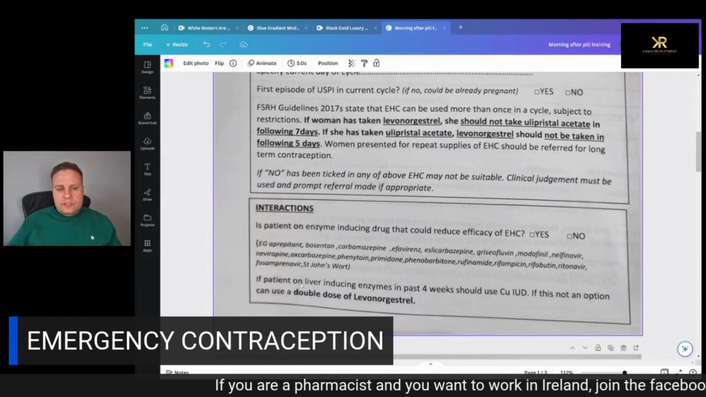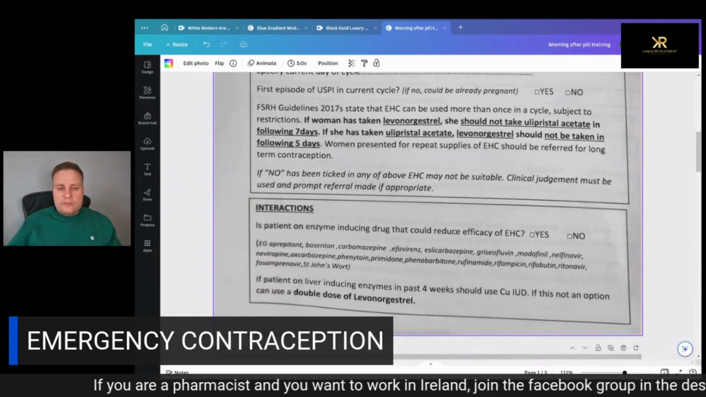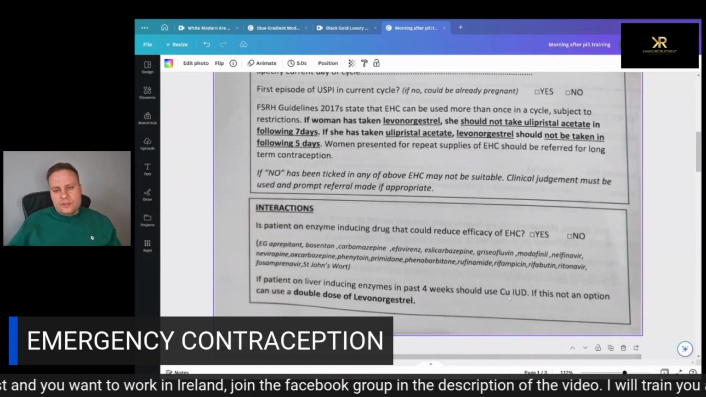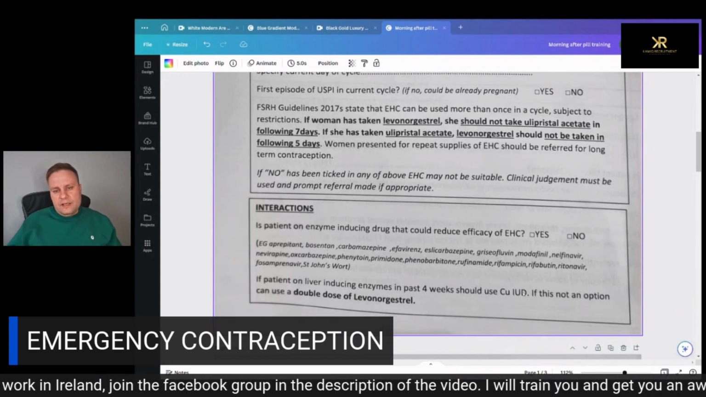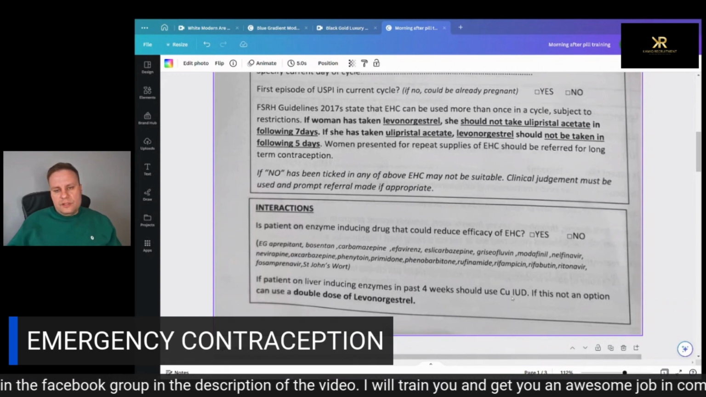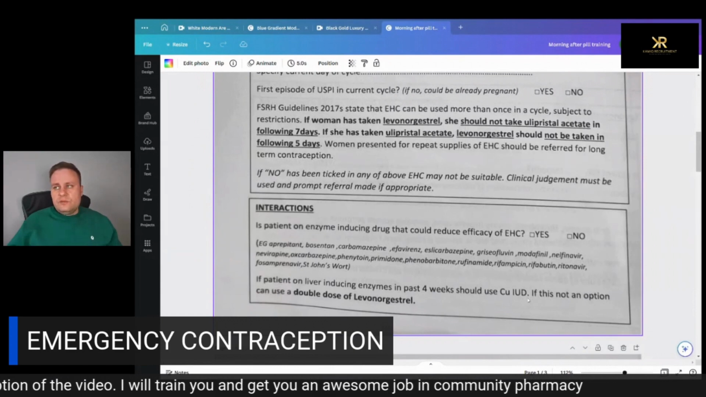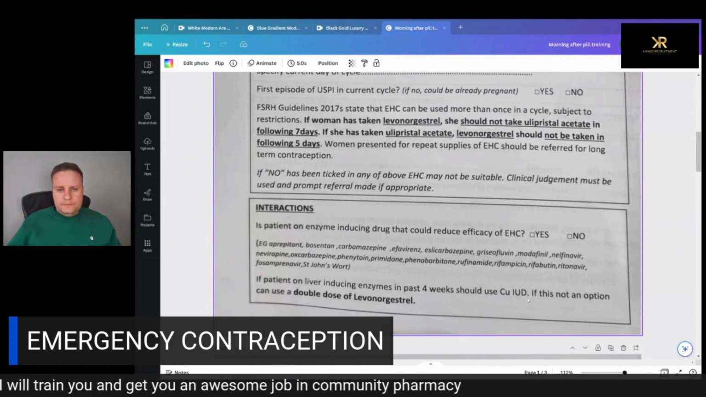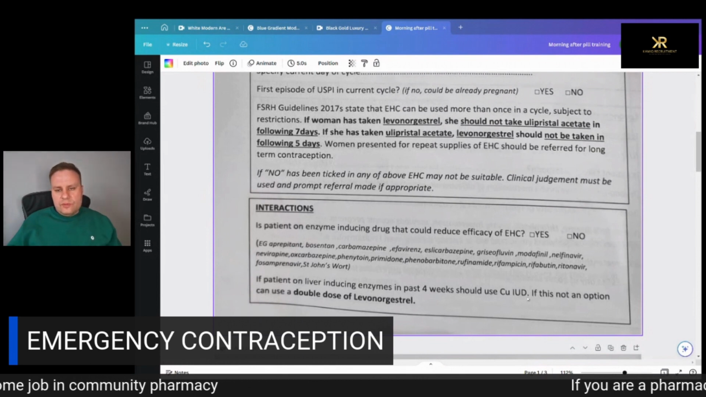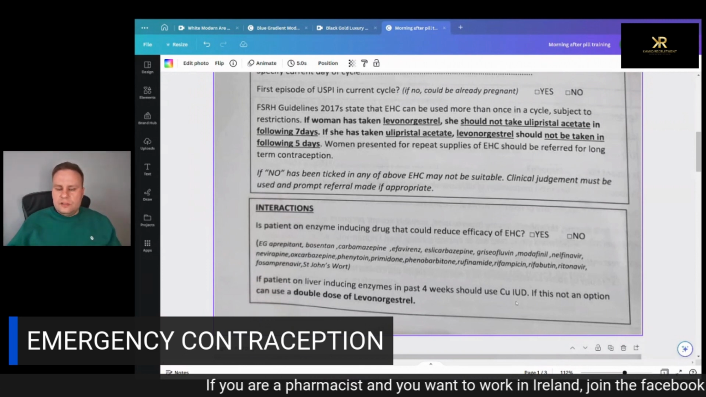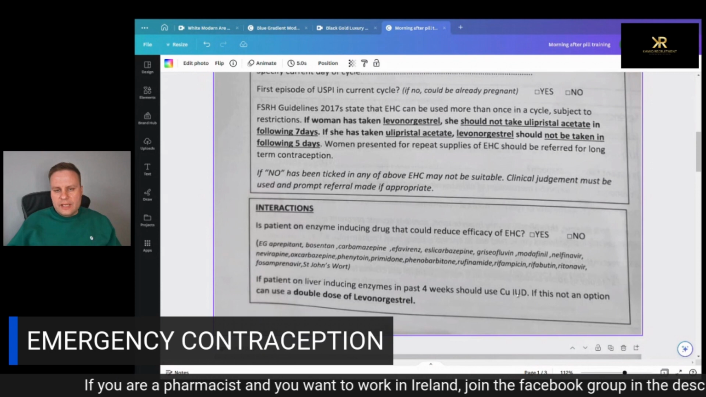If the patient has been on enzyme-inducing drugs in the past 4 weeks, you should refer her to have a copper intrauterine device installed. So if it's within 5 days of the oopsie, then you can refer her to a doctor that could insert a coil, as it's referred to in common language.